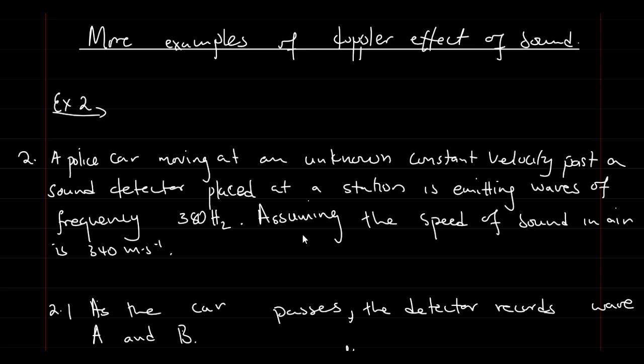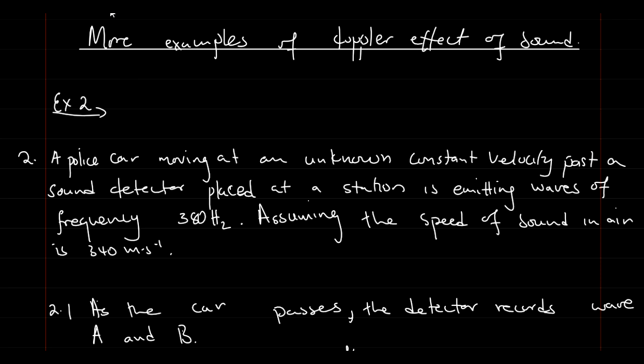Okay, so now we have a statement here. This is example number 2. It reads as follows: a police car moving at an unknown constant velocity past a sound detector placed at a station is emitting waves of frequency 380 Hz. Assuming the speed of sound in air is 340 meters per second.